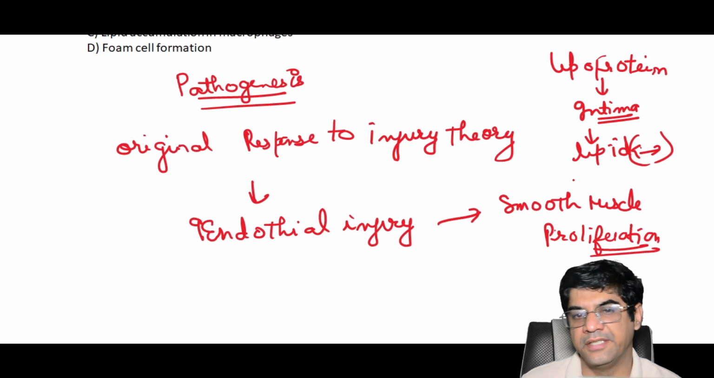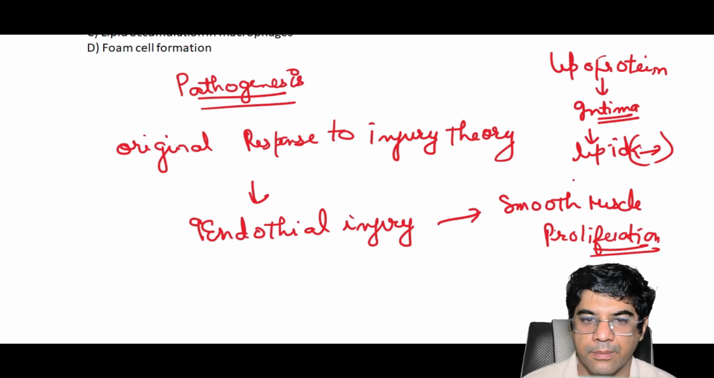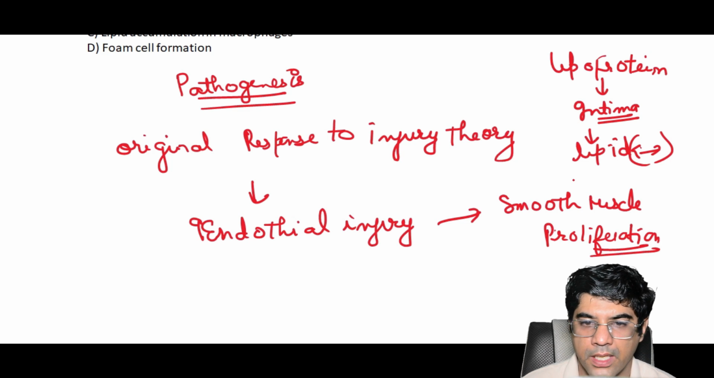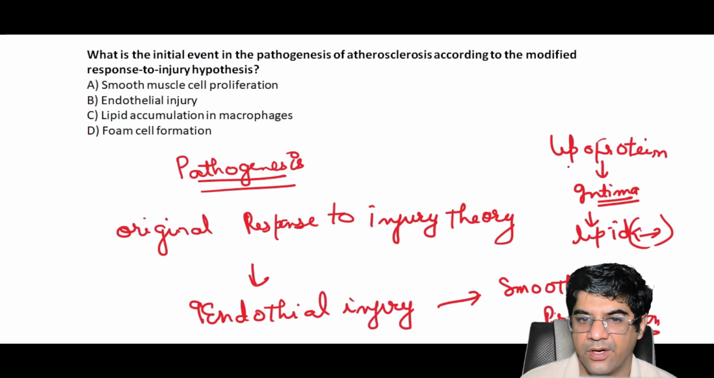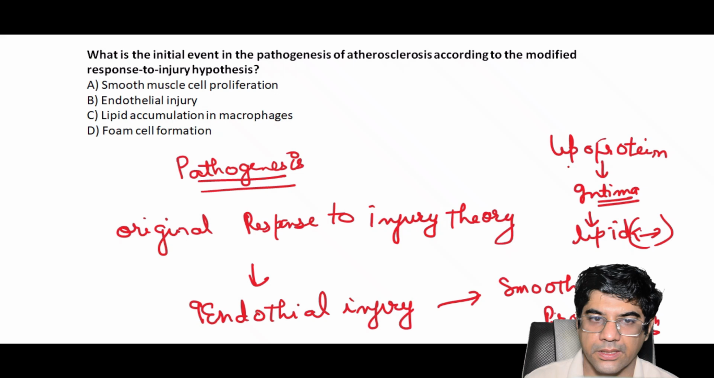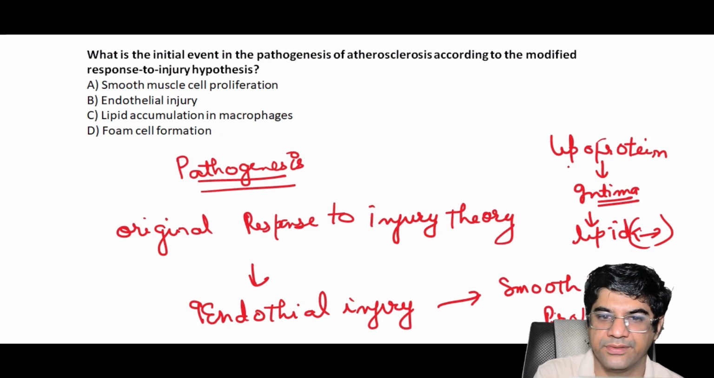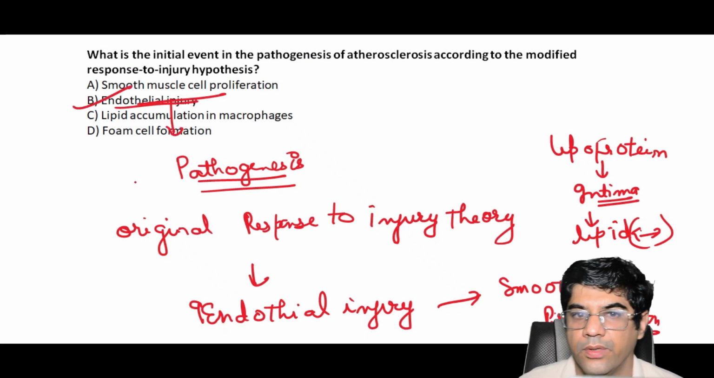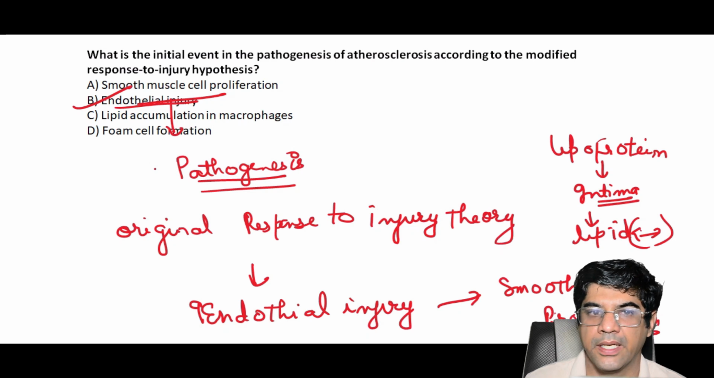So the atherosclerosis starts with the damage to the endothelium, the lining of the blood vessel. This damage can be caused by factors like high blood pressure and chronic high cholesterol level. That triggers a cascade of events rather than just physical damage, leading to inflammation. So here is the question: what is the initial event in the pathogenesis of atherosclerosis according to modified response to injury? So atherosclerosis begins with the endothelial injury.